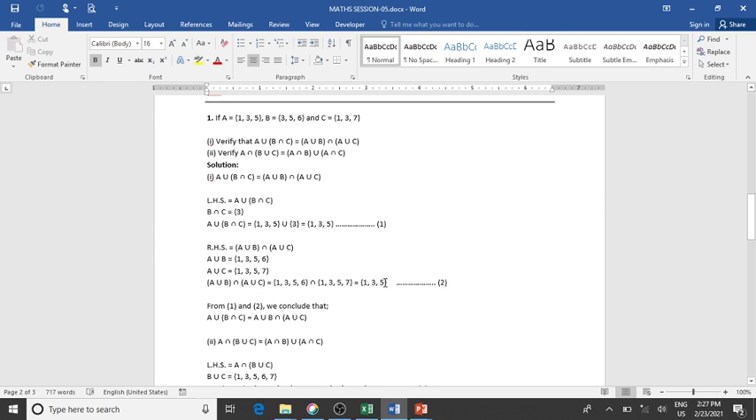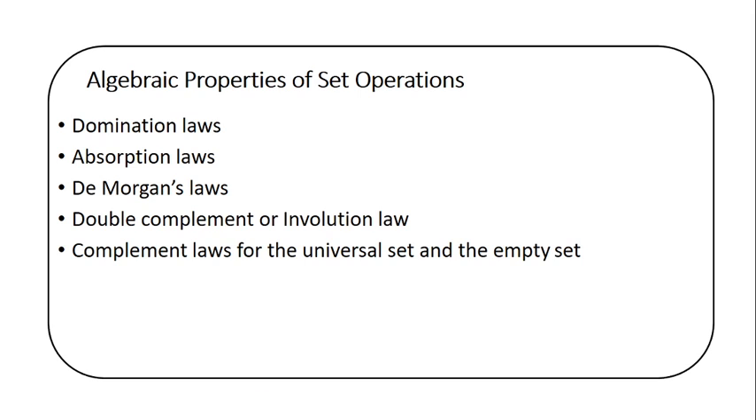Therefore, {1, 3, 5}. Therefore, from equations 1 and 2, we can say that the sets are equal. That is, LHS is equal to RHS. Therefore, A union (B intersection C) is equal to (A union B) intersection (A union C). So this is how we can solve problems on sets.